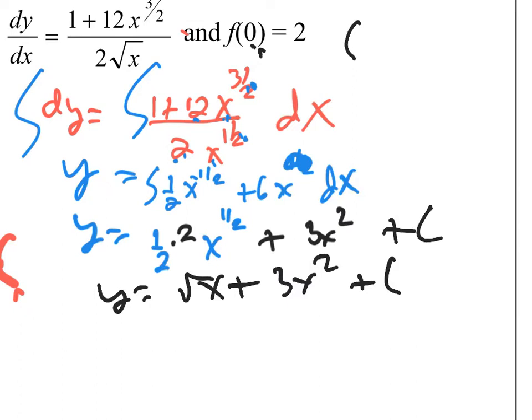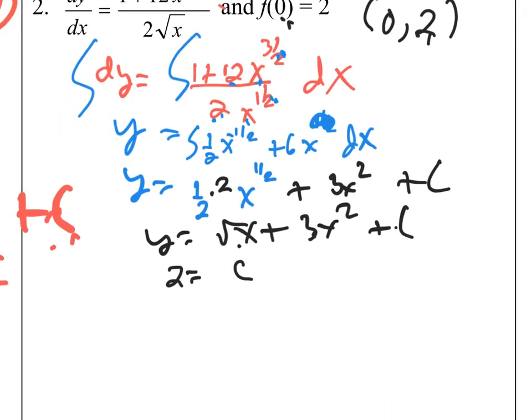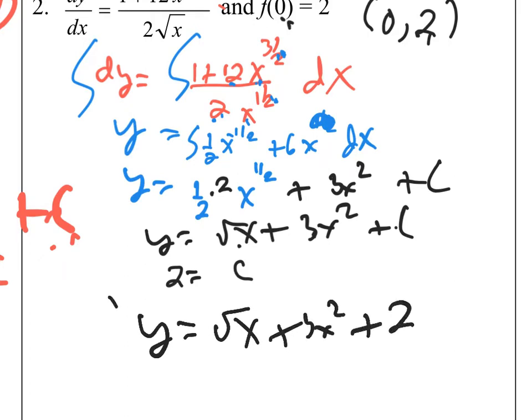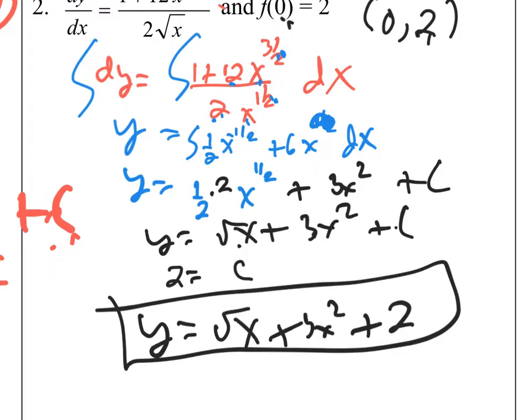There's my ordered pair, 0 comma 2. So the 2 goes here. What's the square root of 0? What's 3 times 0 squared? What's 0 plus 0 plus c? C, there's my constant. So the actual answer that he wants is y equals the square root of x, or x to the half, plus 3x squared plus 2. Boom.